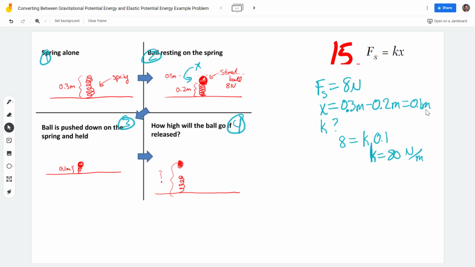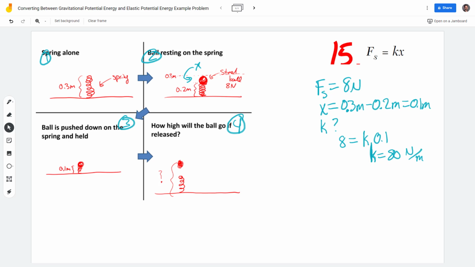All right, now we're going to push that ball down onto the spring, as shown in 3. That means that now there is some potential energy in that spring, and that energy can actually push the ball up a certain distance. How high will that ball go? Well, that potential energy is going to be converted from the potential energy in the spring to potential energy of gravity, or gravitational potential energy.